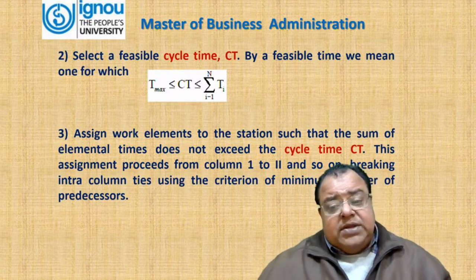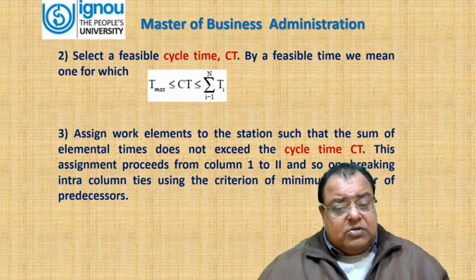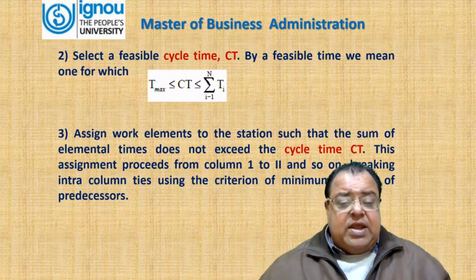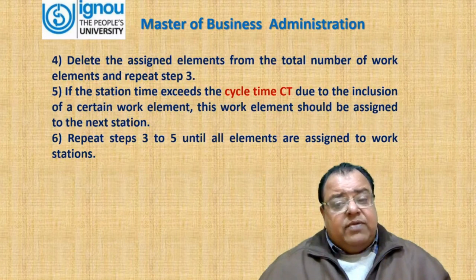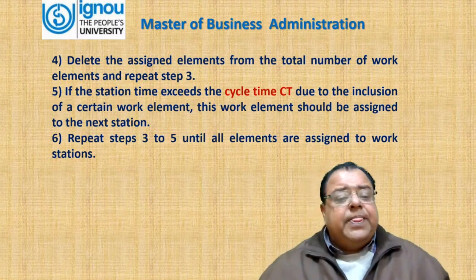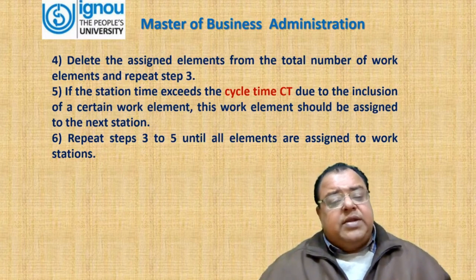Assign work elements to the station such that the sum of the elemental times does not exceed the cycle time. This assignment proceeds from column 1 to 2 and so on, breaking intra-column ties using the criterion of maximum number of followers. Delete the assigned elements from the total number of work elements and repeat step 3. If the station time exceeds the cycle time due to the inclusion of a certain work element, this work element should be assigned to the next station. So we have to repeat steps 3 and 5 until all elements are assigned.